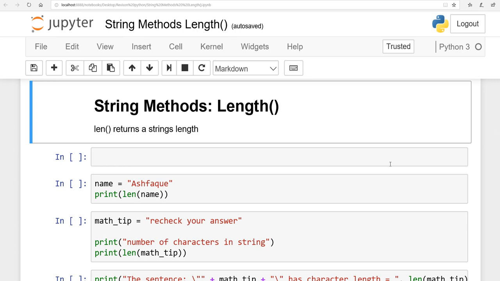In this lesson, I will explain string methods. Under string methods, I'm going to explain the length function. After this, we will discuss the count function and find function as well. So this lesson is about the length function.